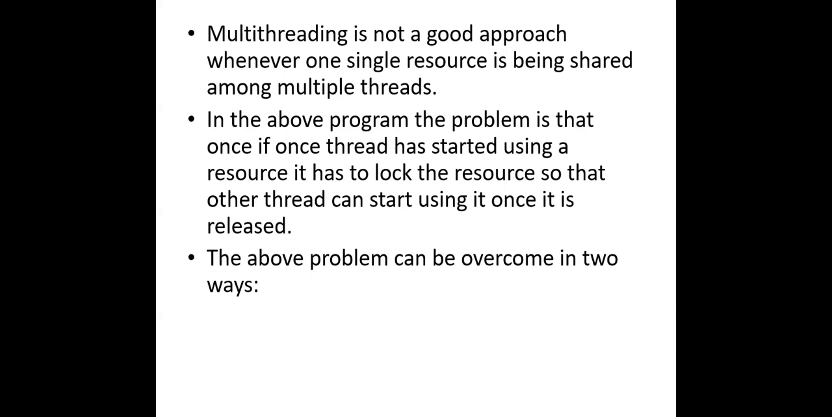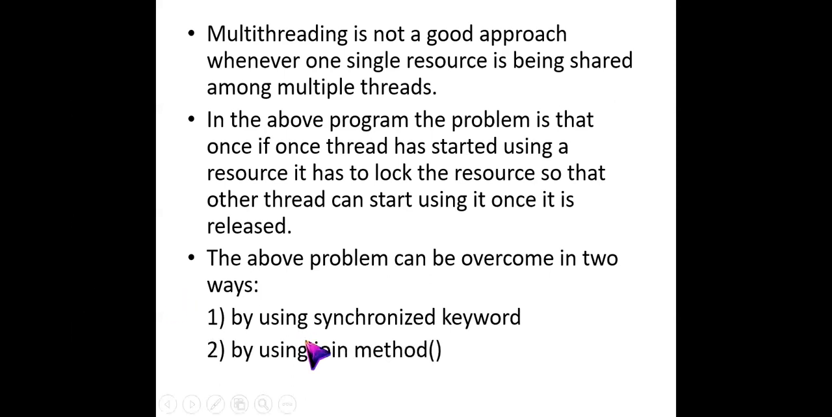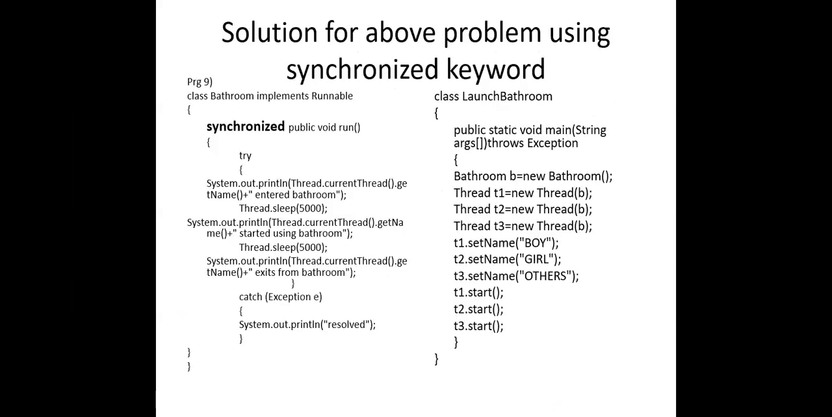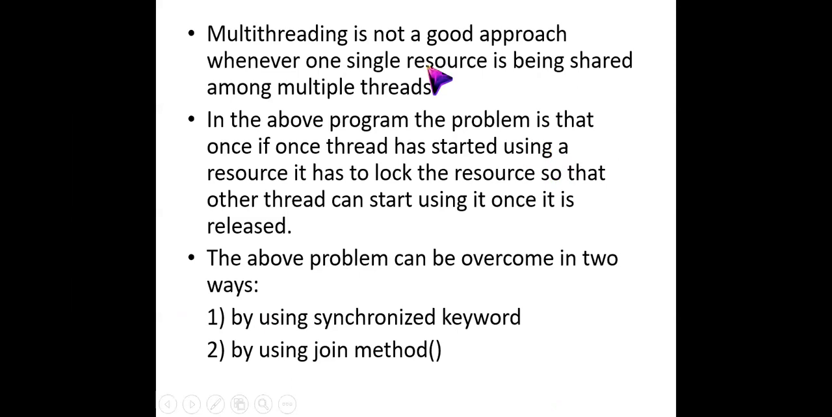One is by using the synchronized keyword, the other is by using the join method. Why did I teach the join method there itself? Because I want that to work here. I want to use it for that reason. How, sir? If you ask me, how will synchronized help when there is one single resource and multiple threads are trying to access that one single resource?